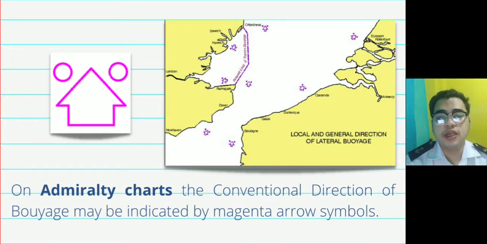On many coasts and in some straits, worldwide Bouyage authorities have not yet established or promulgated a general direction of Bouyage. It is therefore not possible to chart the magenta symbol in such areas. This could be hazardous if a new danger were to be marked by lateral buoys.